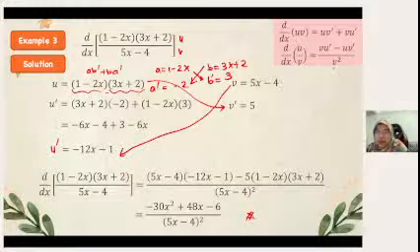Because we do have one more for 9.2. We actually have one more thing.